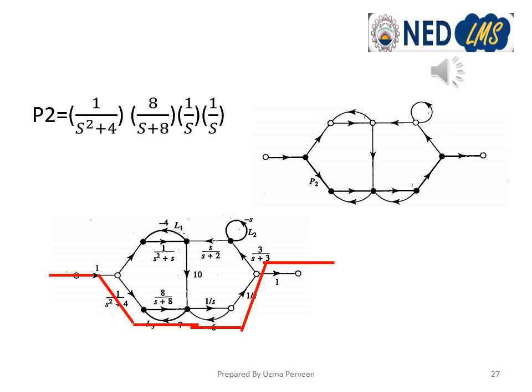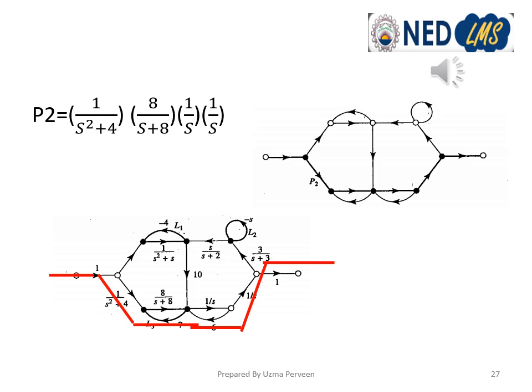The second forward path is marked in the right diagram, at the right hand side. It starts from the input node and goes downward, marked as P2, with a branch gain of 1 upon S square plus 4. Then we move right, and 8 upon S plus 8 is the branch gain. Then we go straight 1 upon S, then up 1 upon S, and then up to the output node with a branch gain of 1.